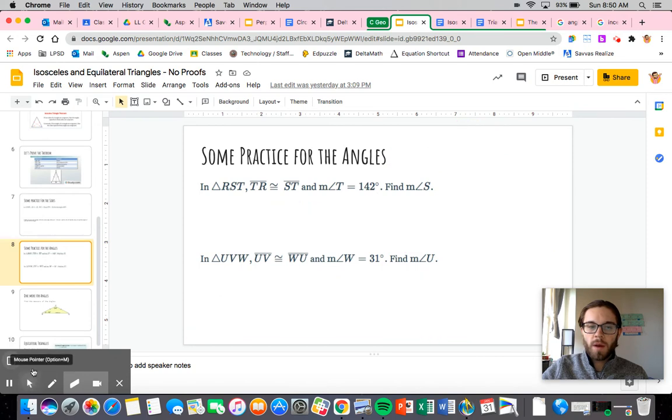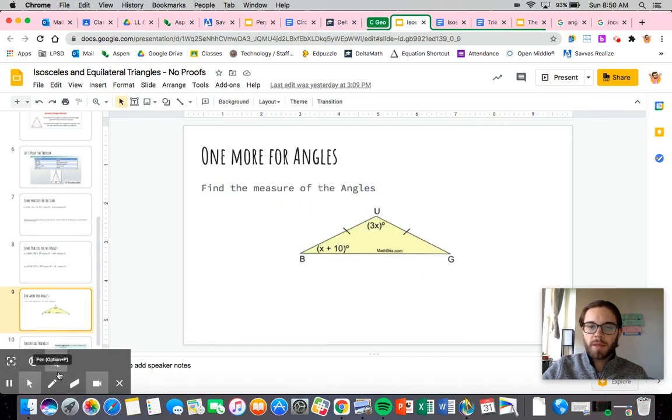All right, so that should be simple enough. Let's look at one more just to make sure that we're on the same page. So find the measures of the angles. This one has some variables, right? So these two sides are congruent. These two angles are congruent. So that one's 10x plus 10. Okay, that's x plus 10. This is x plus 10.